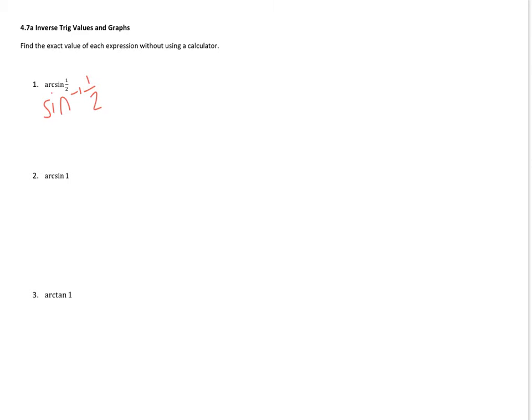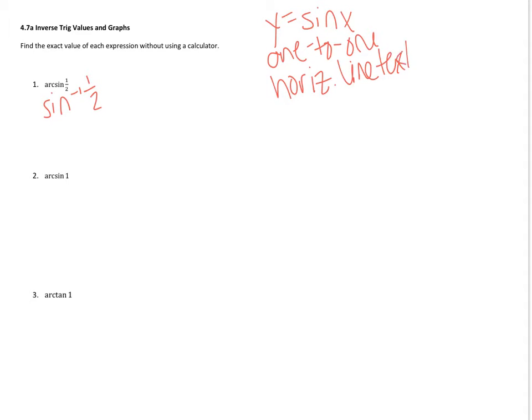Now when we're talking about inverses, there's a few things we need to know. First of all, for y equals sine x to have an inverse, it has to be 1 to 1, which means basically it has to pass the horizontal line test. So when we look at our sine graph, we know it looks like this, and it goes on and on forever and ever. And the whole graph itself does not pass the horizontal line test.